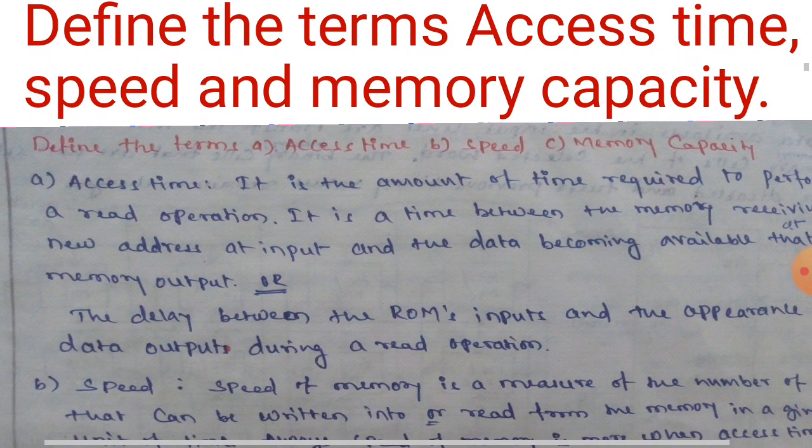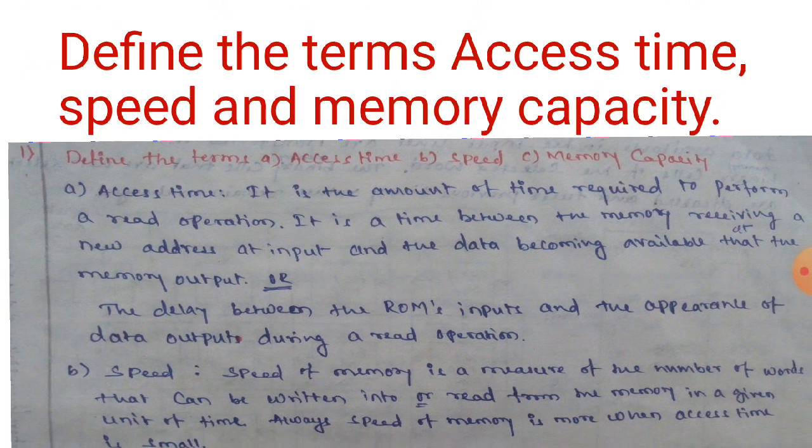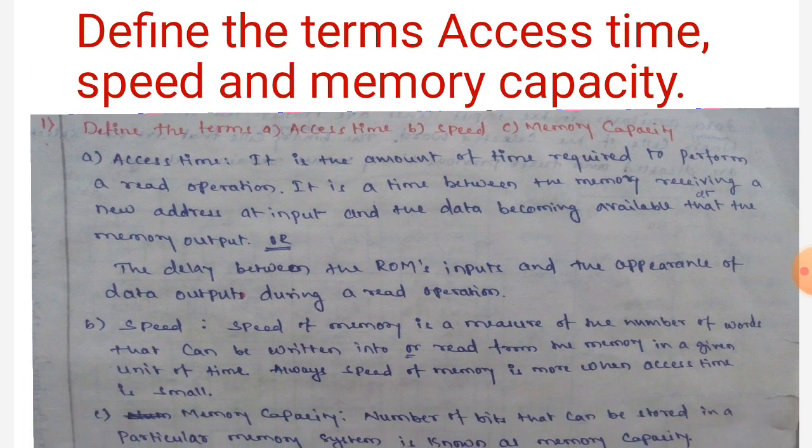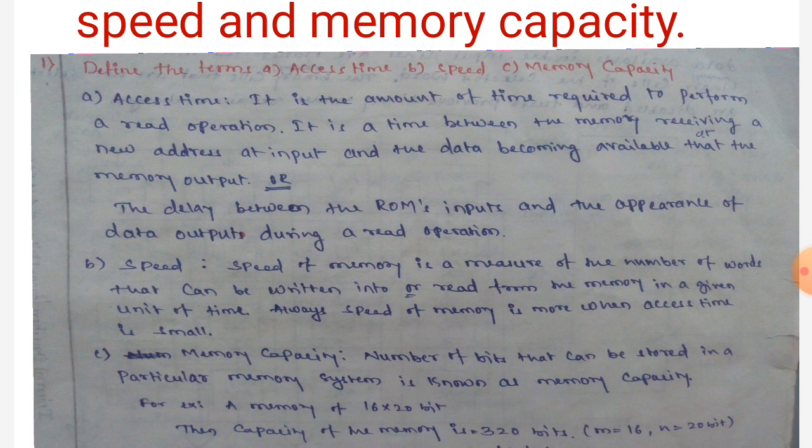Here we define the terms related to memory, that is access time, speed and memory capacity. Access time is the amount of time required to perform a read operation. It is the time between the memory receiving a new address at input and the data becoming available at the memory output. Or you can define it as the delay between ROM's inputs and the appearance of data output during a read operation. This is called access time.